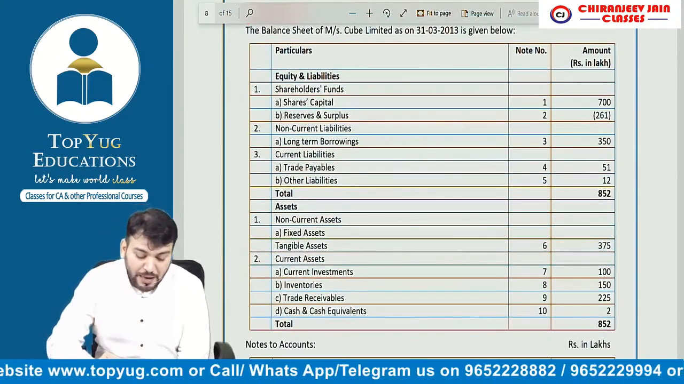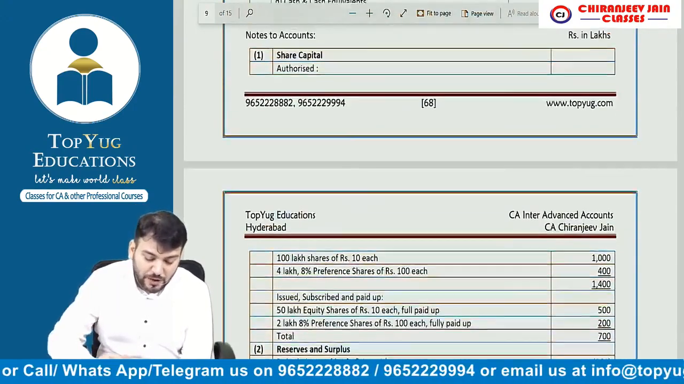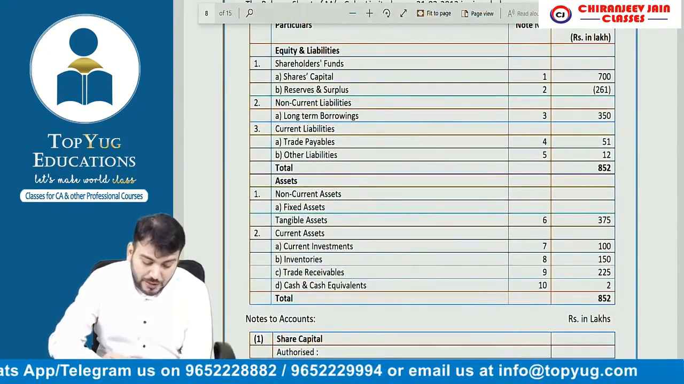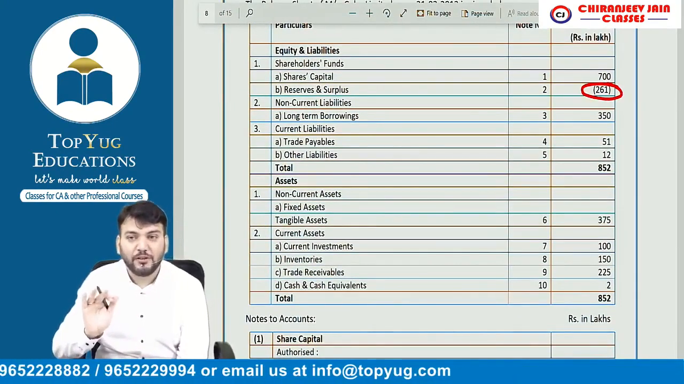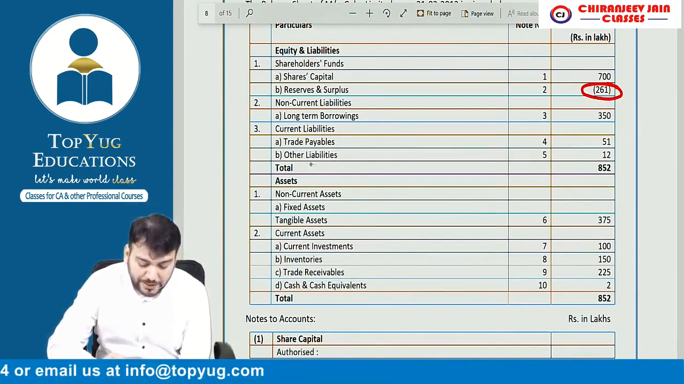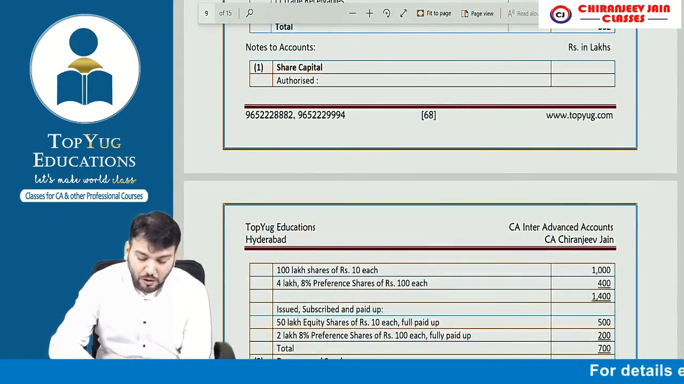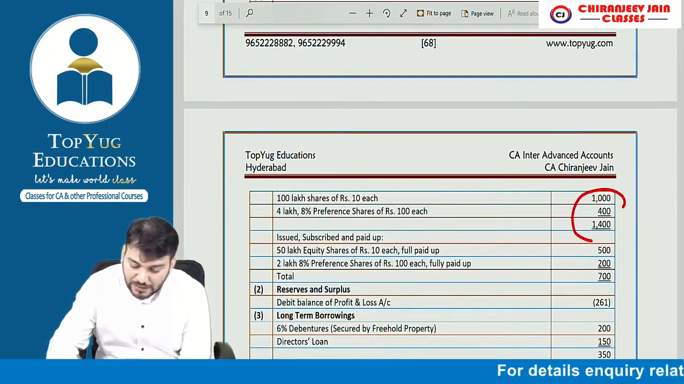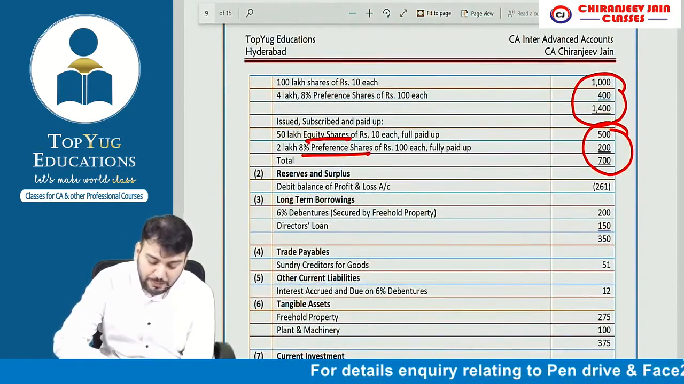Correct? Yes, sir. The balance sheet of Messrs Cube Limited as on 31st March 2013 is given below. Let us check what is given in shareholders' funds: share capital, reserve and surplus. You can see reserve and surplus has a negative figure, meaning it is the accumulated loss of the profit and loss account. Then non-current liability, long-term borrowing, current liability, trade payable, other liability, asset, non-current asset, fixed asset, tangible asset, current asset, current investment, inventory, trade receivable, cash and cash equivalent. Then the note on share capital is given, with authorized given as such. Yes, sir. Then issued and subscribed they have given. So they have equity shares as well as 8% preference shares.